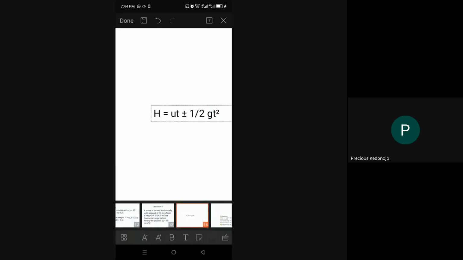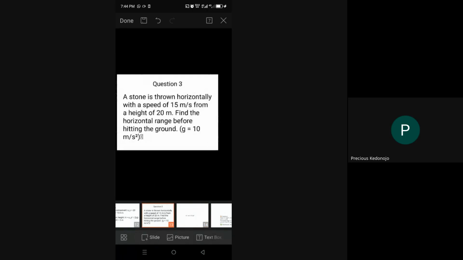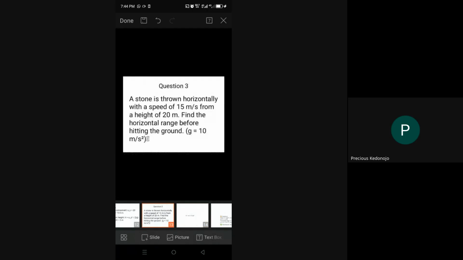Let's go back to the question. A stone is thrown horizontally. You know the stone will be coming down, so this stone is under the influence of gravity. If it's coming down, the sign will be plus. But if the motion is a vertical motion that is upward, the sign will be negative. So this one now, the sign will be positive, of course, because the stone will be falling downwards.